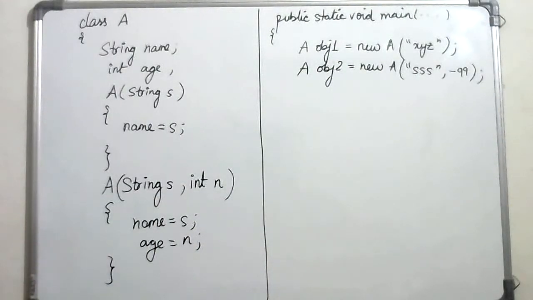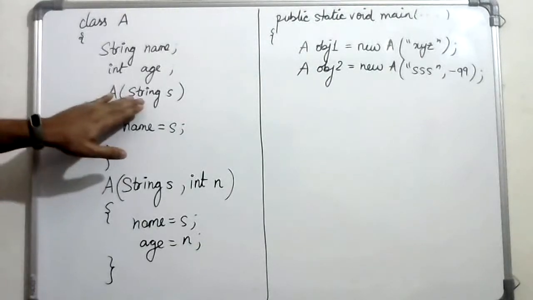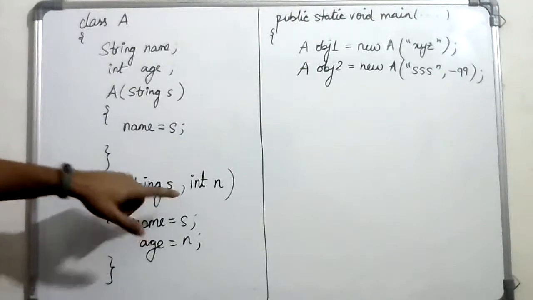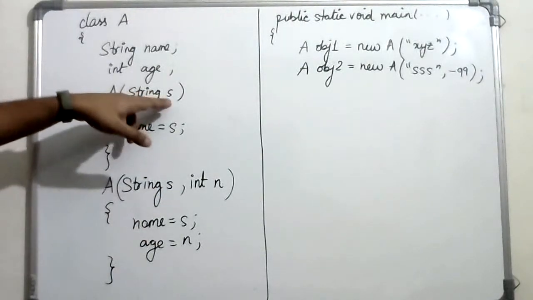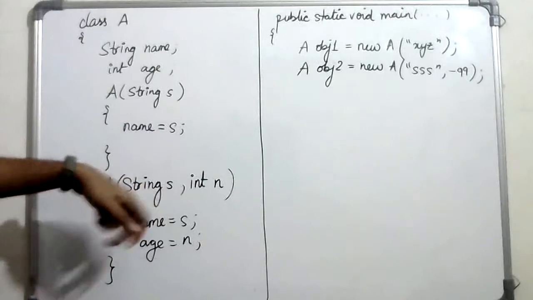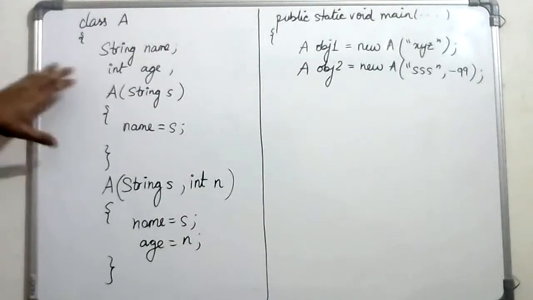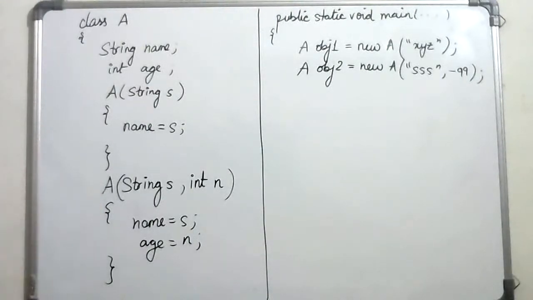Notice the differences. So how does the compiler know which constructor to call? It differentiates using the number of arguments in this case, because the first constructor has a parameter called string s. The second constructor also has a parameter called string s. Both the names of the parameter variables are same. Therefore, it differentiates using the number of arguments that the parameters take. So the first one takes a single argument, the second one takes two arguments.